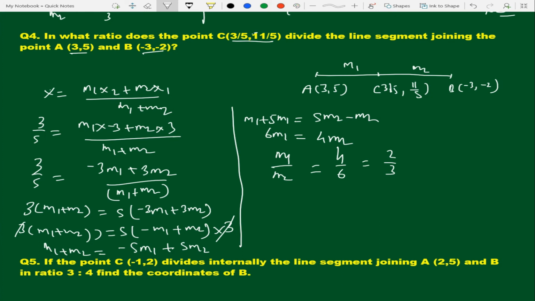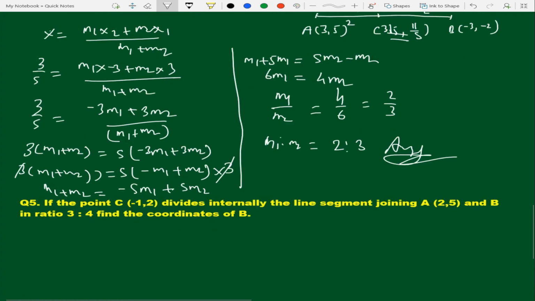So this point C divides the line segment in the ratio 2:3, means this is 2, this is 3. So m1 ratio m2 is 2 ratio 3. That's your required answer.